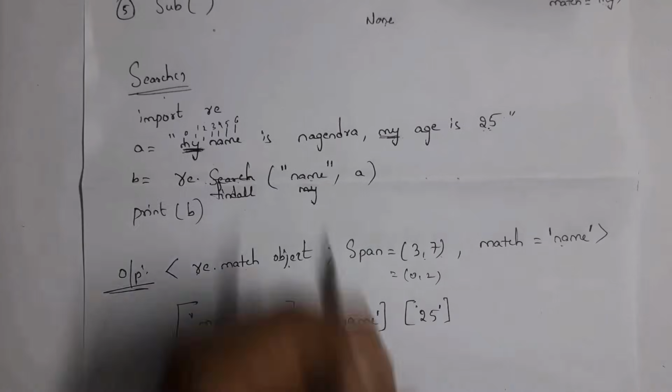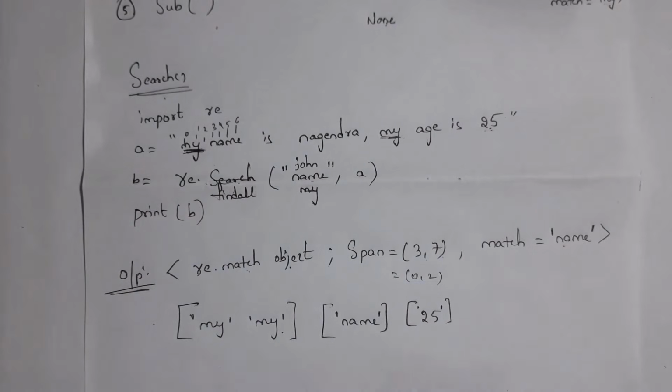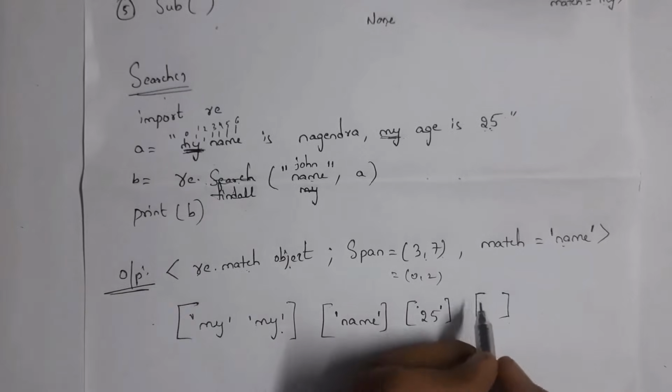For example, if I give here 'John', 'John' is not available in this string. So whenever any characters are not available in my string, it will just represent an empty list. Whenever characters are not available in the given string, it will represent an empty list.